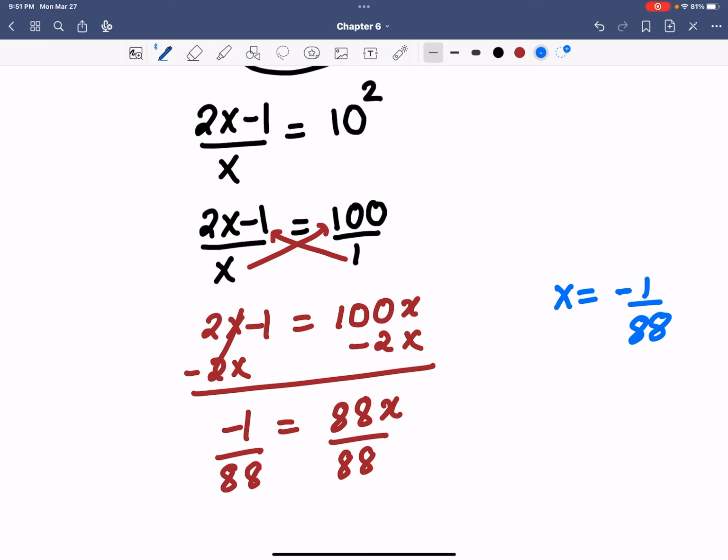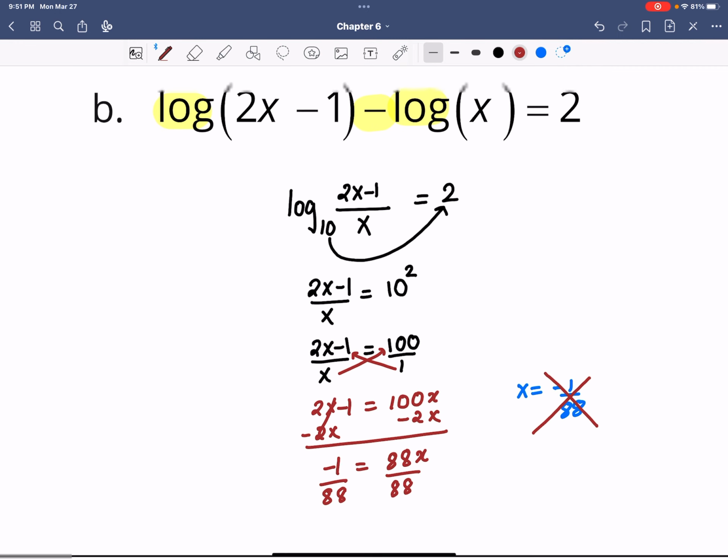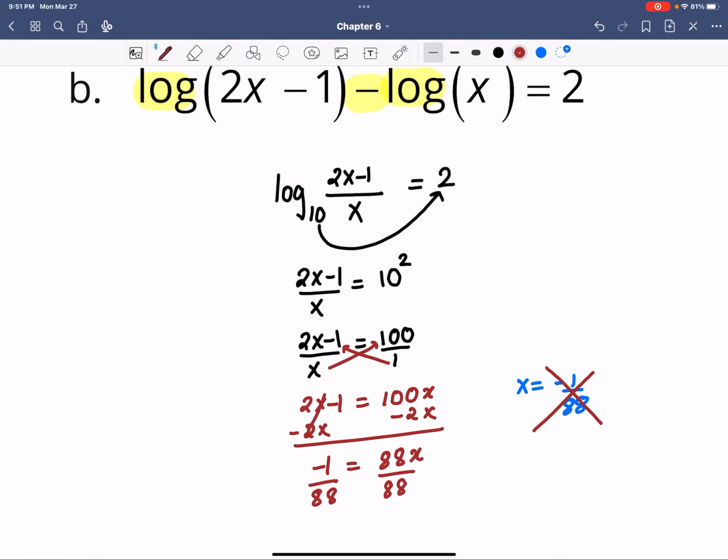Keep in mind, I cannot have a negative log. I cannot find the value of a log of a negative number. So when I plug this in right here, that's not valid. So this whole equation, unfortunately, has no solution.